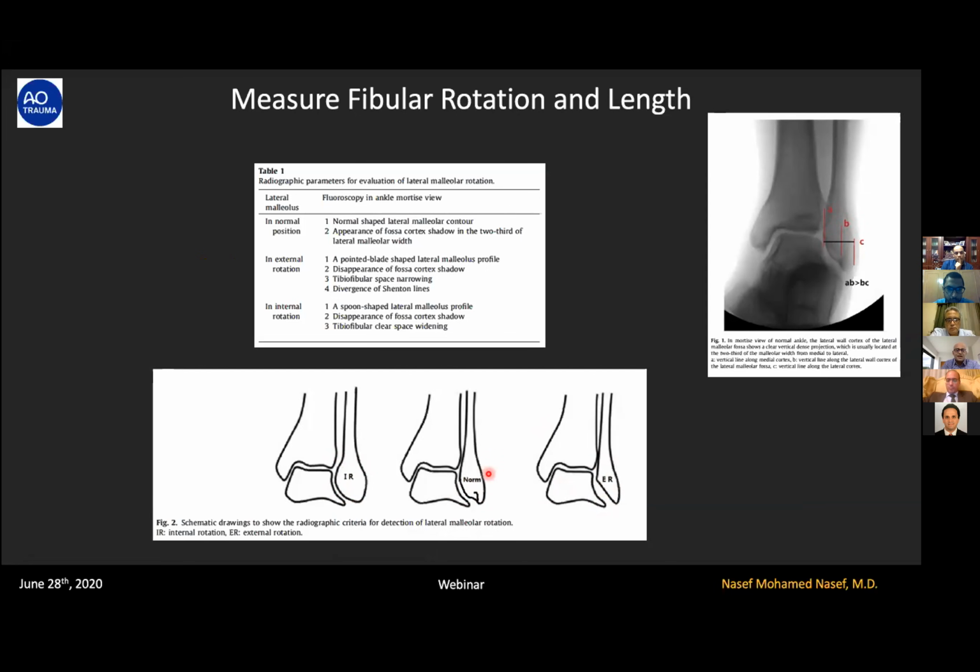And this is a very nice paper, and I advise everyone, because this is a very easy technique. It's nice to see it intraoperatively. You can use your arthroscopy, and you don't need so many sophisticated instrumentation.